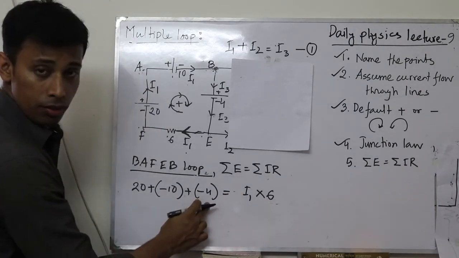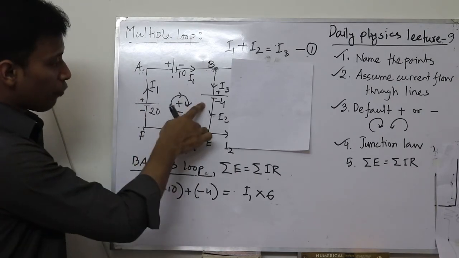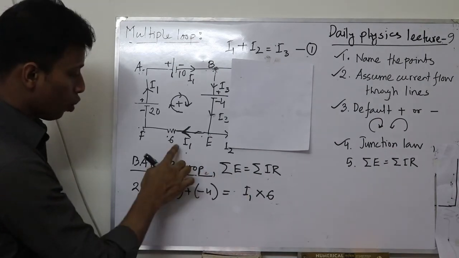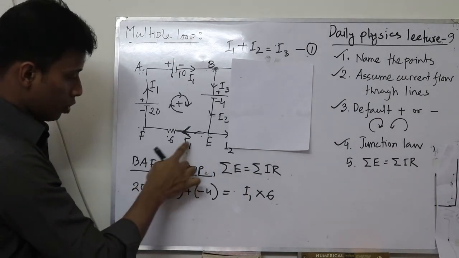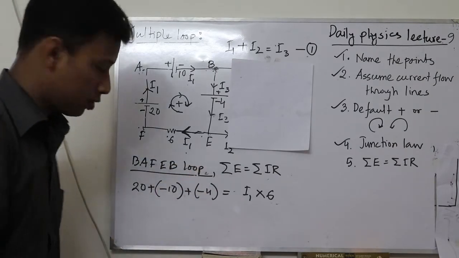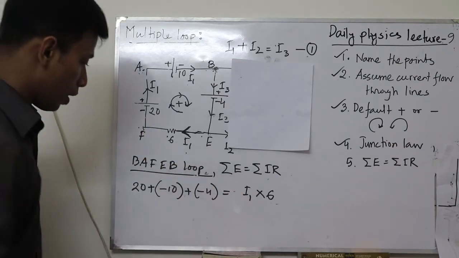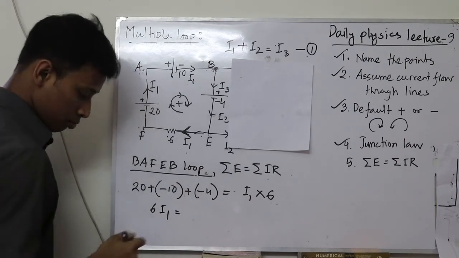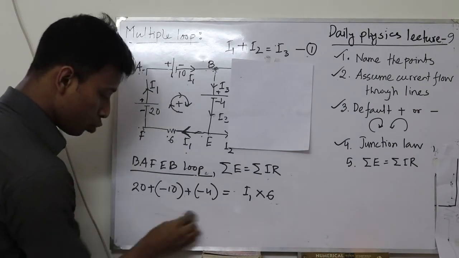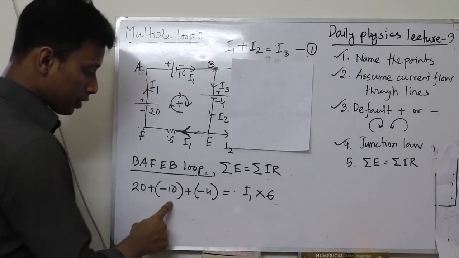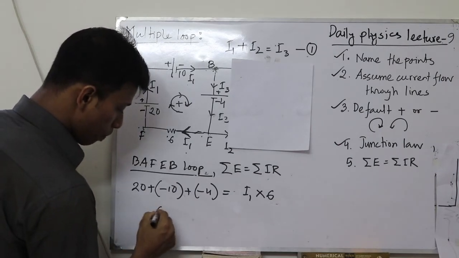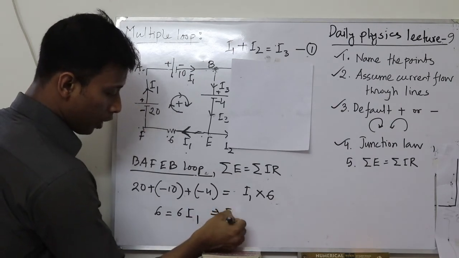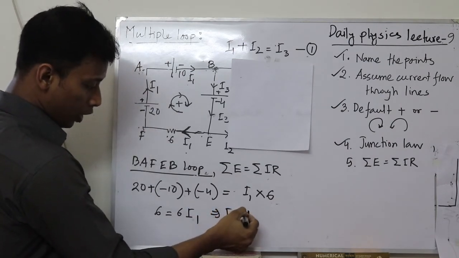So we have 3 cells, 2 are negative, this 10 and 4, opposite direction, and we have only one current, one resistance. So this I1 is a positive current because it is acting clockwise. So from this equation we can get I1. How? Let's simplify. 6I1, and this side, let's do it with the left side: 20 minus 10 minus 4, which means plus 6, is equal to 6I1. So I1 is equal to 1 ampere.